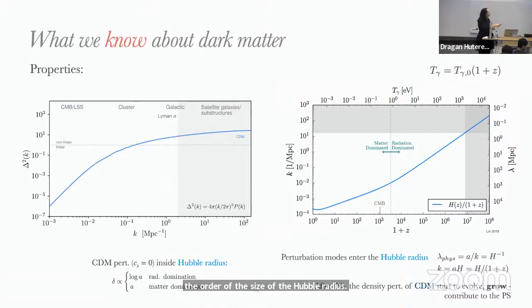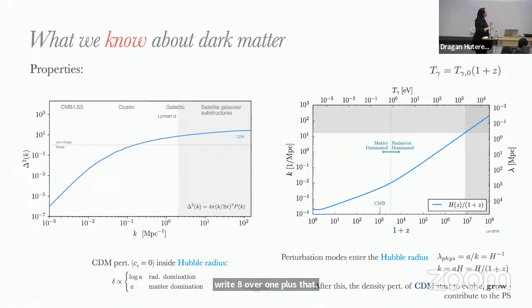Here I'm writing everything in physical coordinates, right? But this translates into the k modes that are going to enter the horizon being the k's that are equal to aH. And this is what this blue curve is. This blue curve is aH. Or you can write H over 1 plus z. So this is the blue curve.